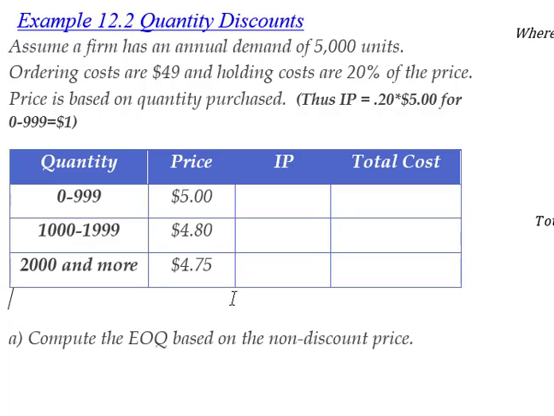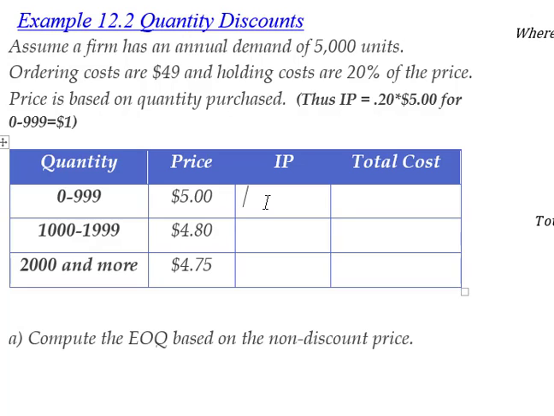So here we have a little bit different calculation we have to do to figure out what the holding cost is. So first thing that's important is this IP here is the same as H. So we're going to calculate the holding costs as a percent of the price. So I tell you up here that a firm has an annual demand of 5,000 units, ordering cost of $49. Holding costs are 20% of price, and price is based on the purchase quantity.